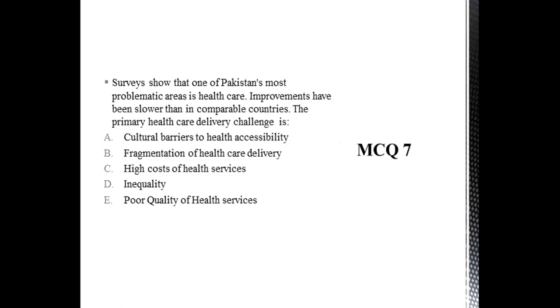MCQ 7. Surveys showed that one of Pakistan's most problematic areas is healthcare. Improvements have been slower than in comparable countries. The primary healthcare delivery challenge is: A, cultural barriers to health accessibility; B, fragmentation of healthcare delivery; C, high health cost; D, inequality; E, poor quality of health services. What will be the correct option? B. Beta will be the correct option, as in developing countries there is fragmentation of the healthcare delivery system in coming years.